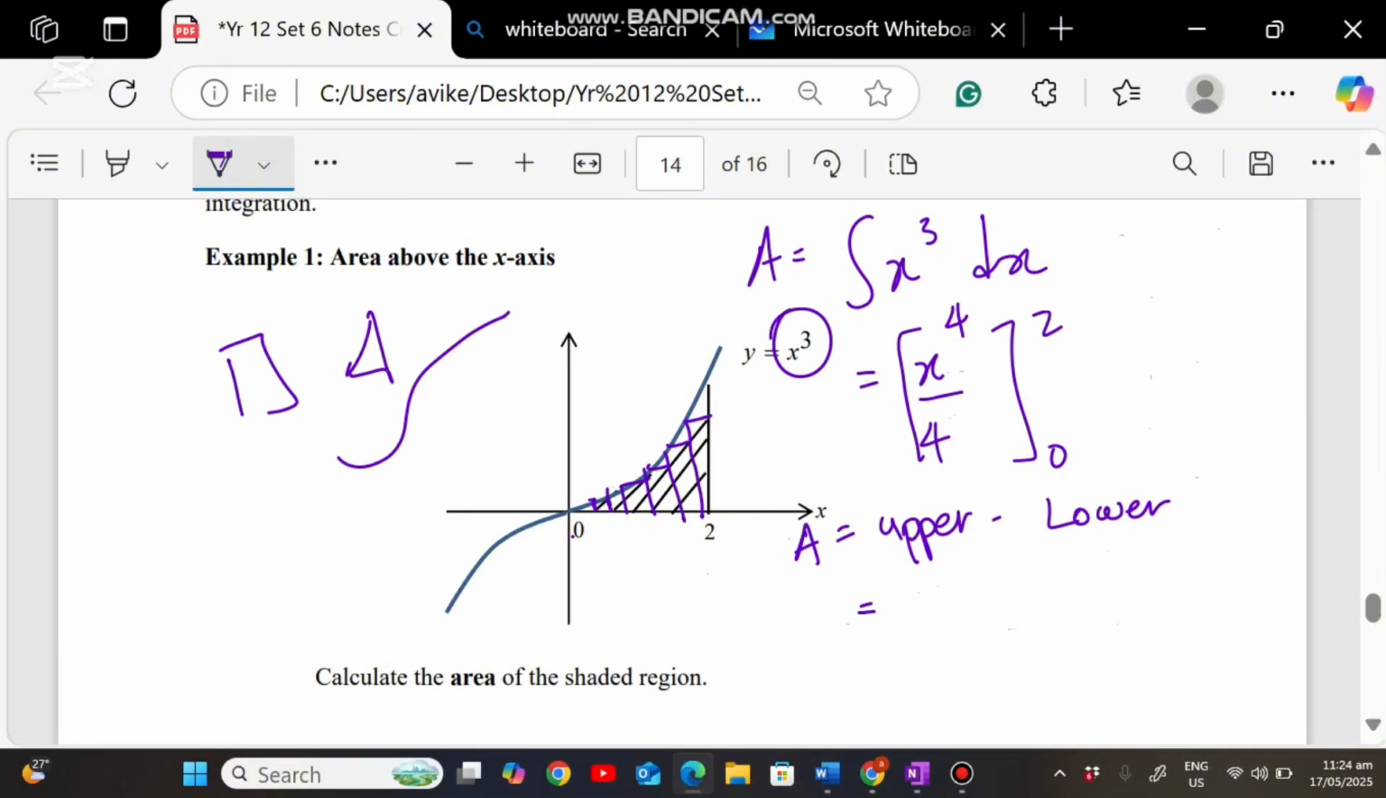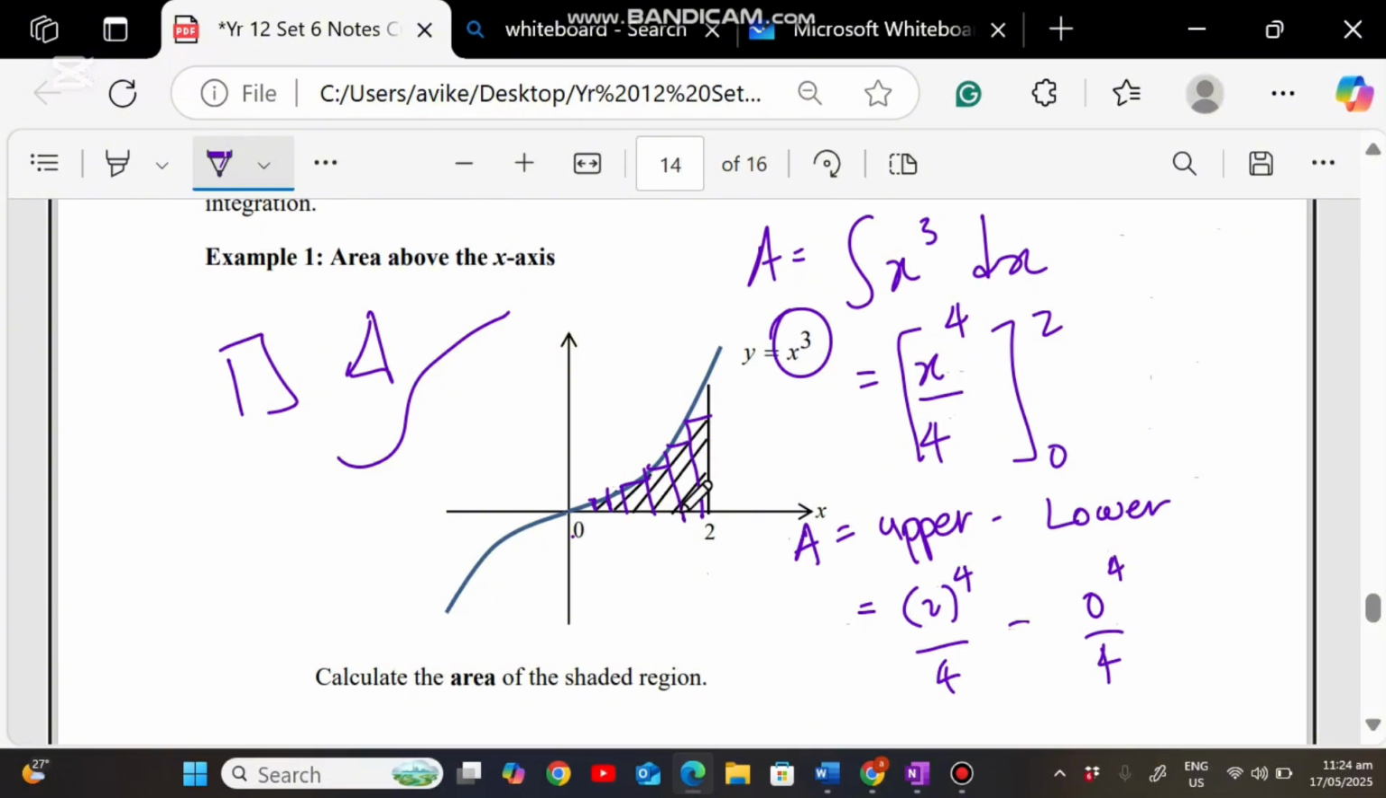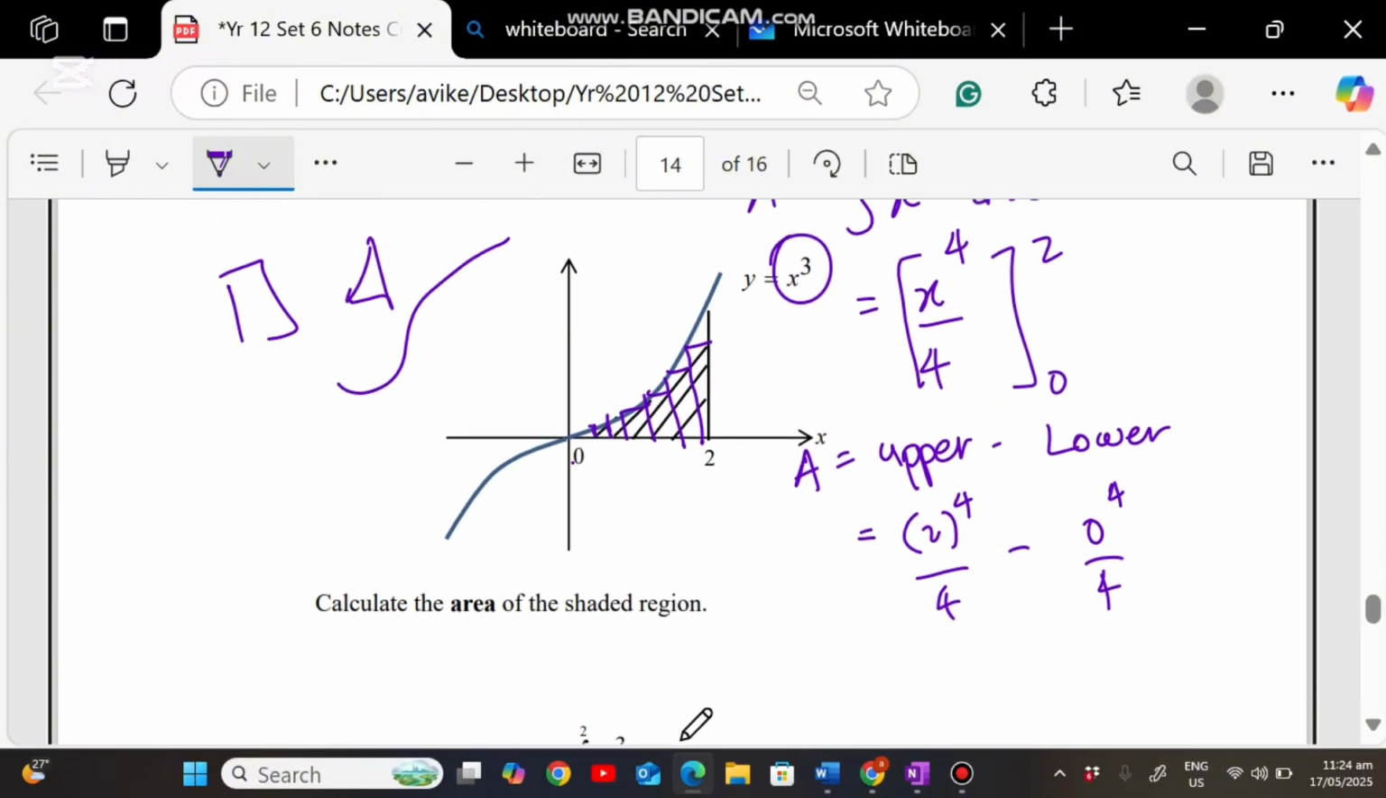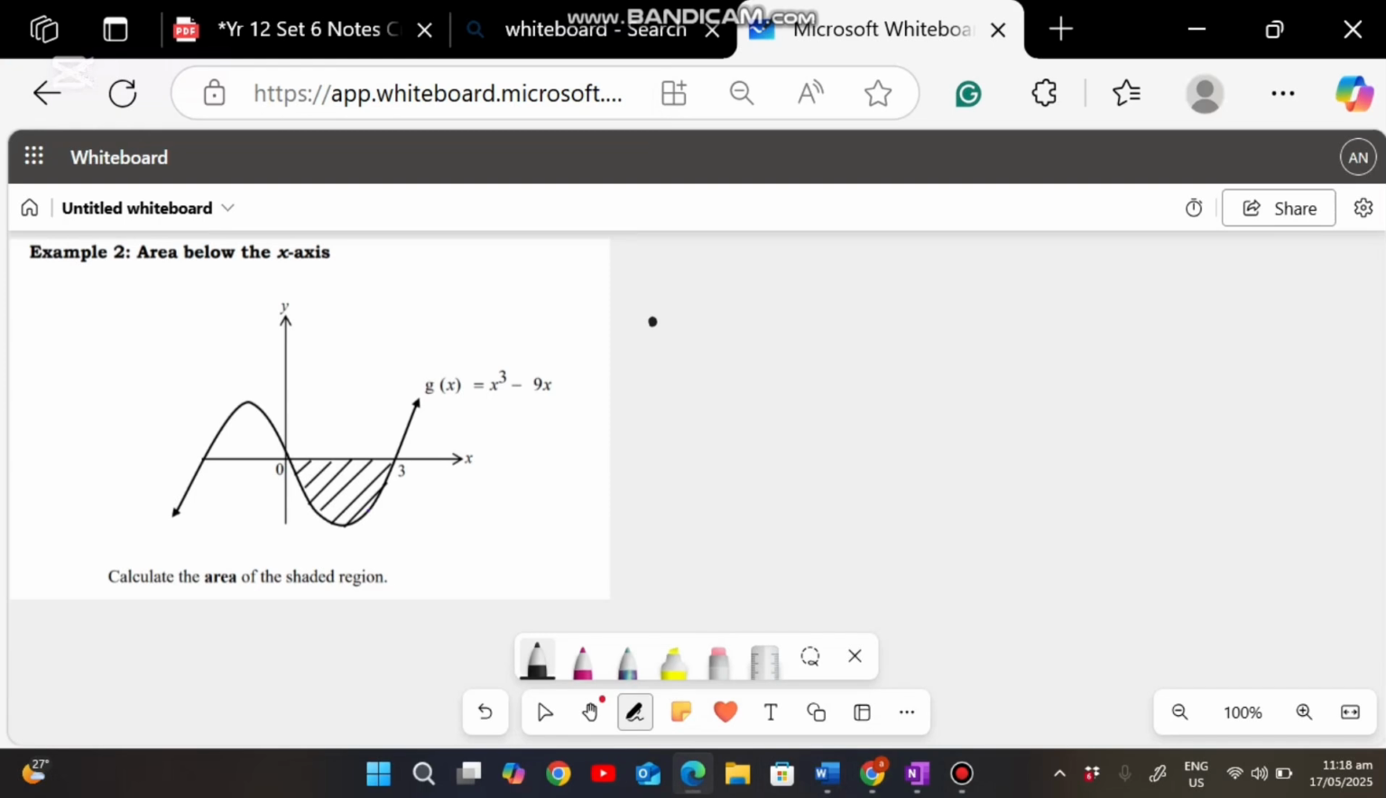Okay, so that means in this function, I'll put in my upper limit, which is 2 to the power 4 over 4 minus 0 to the power of 4 over 4. And my solution comes down to 2 to the power 4 is, I think, 16 divided by 4, that gives 4, minus 0. This gives me 4 unit squared.